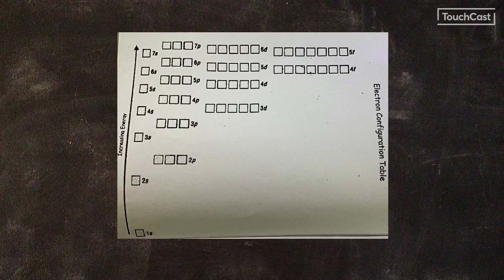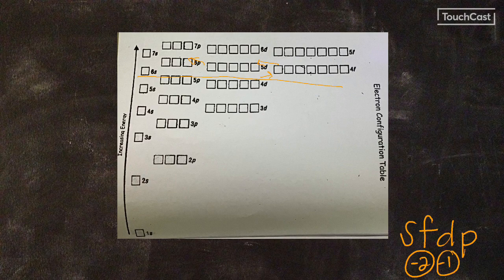Alright guys, so let's take a look at our order once we add an F block element. If I go up here to 6s and I draw a line, notice the next thing that I hit is 4f, then 5d, then 6p. And so my order is always going to be S, F, D, P. F block drops by 2, D block drops by 1 energy level. If I don't have an F block, you skip it. If you don't have a D block, you skip it. But you're always going to go in that particular order based on where you start and end.